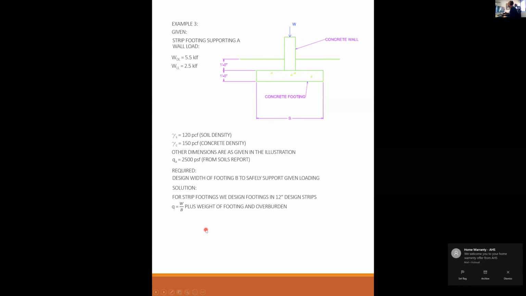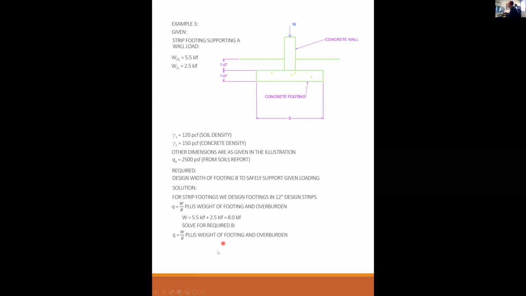Q equals W over B plus the weight of the footing and the overburden. So W is 5.5 plus 2.5 kips per lineal foot is 8 kips per lineal foot. Again, no load factors. Solve for required B. So Q, again, is equal to W over B plus the weight of the footing and the overburden. Has to be less than or equal to the allowable 2,500 PSF.